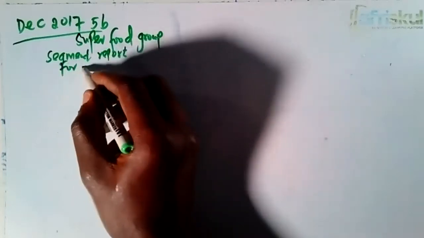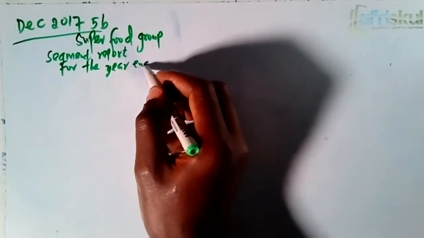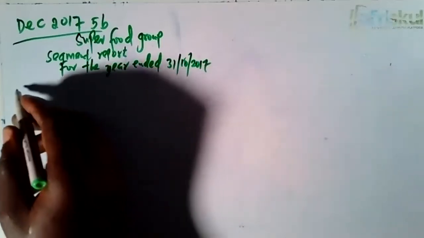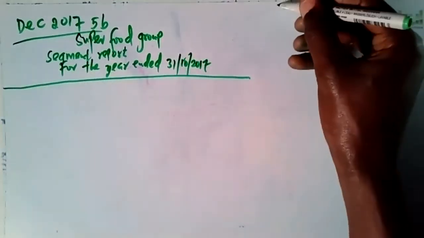So we can do this one very fast. The question was about Superfood. It is called Superfood Group. So we need the Superfood Group segment report for the year ended 31st October 2017.